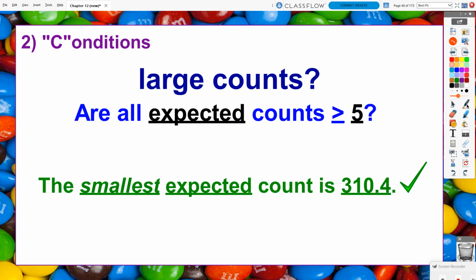Now, the large counts condition, this is the exact same one as it was for our goodness of fit. We need all of our expected counts to be at least 5. And we already figured out that the smallest expected count was 310.4, so easily met.